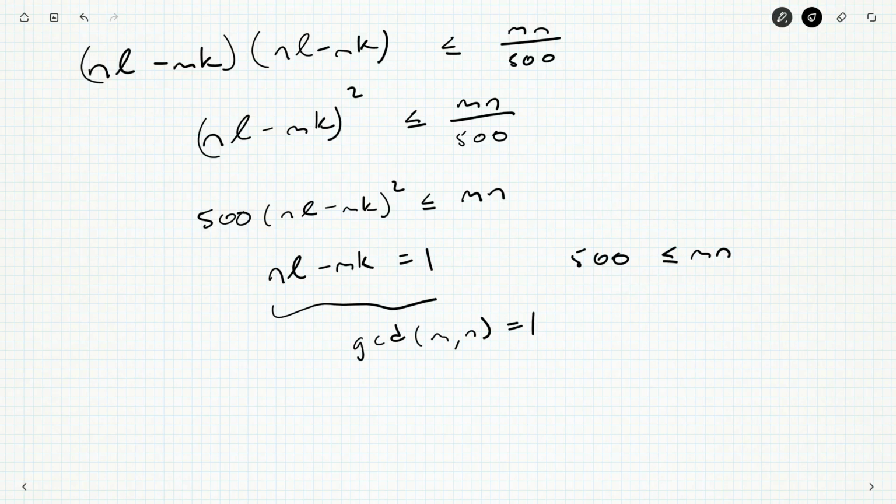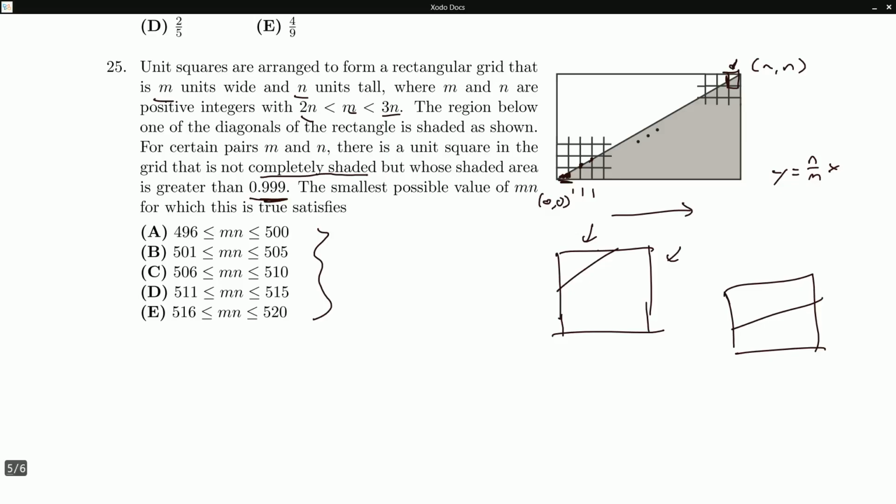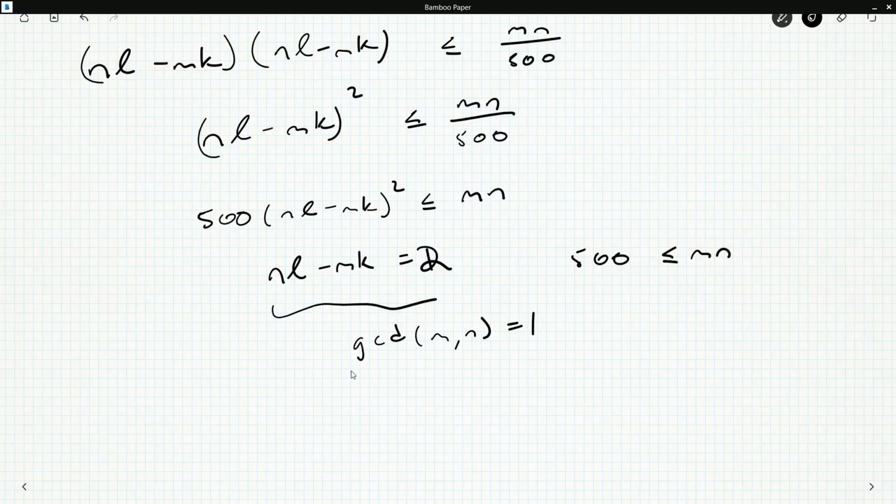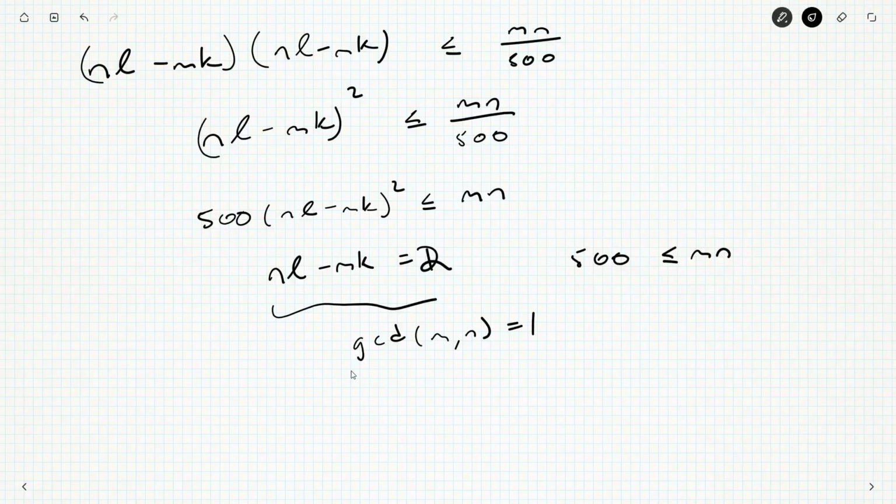Now, it sort of has to be true, right? It has to be true because the next possibility would be something like this is 2, but then 500 times 4 is going to be 2,000, and that's got to be less than or equal to Mn. But if I look at my possibilities, we're definitely not at 2,000. Now, I'm pretty sure... Oh, I haven't necessarily ruled out A yet, have I? Because it could actually be equal to 500.